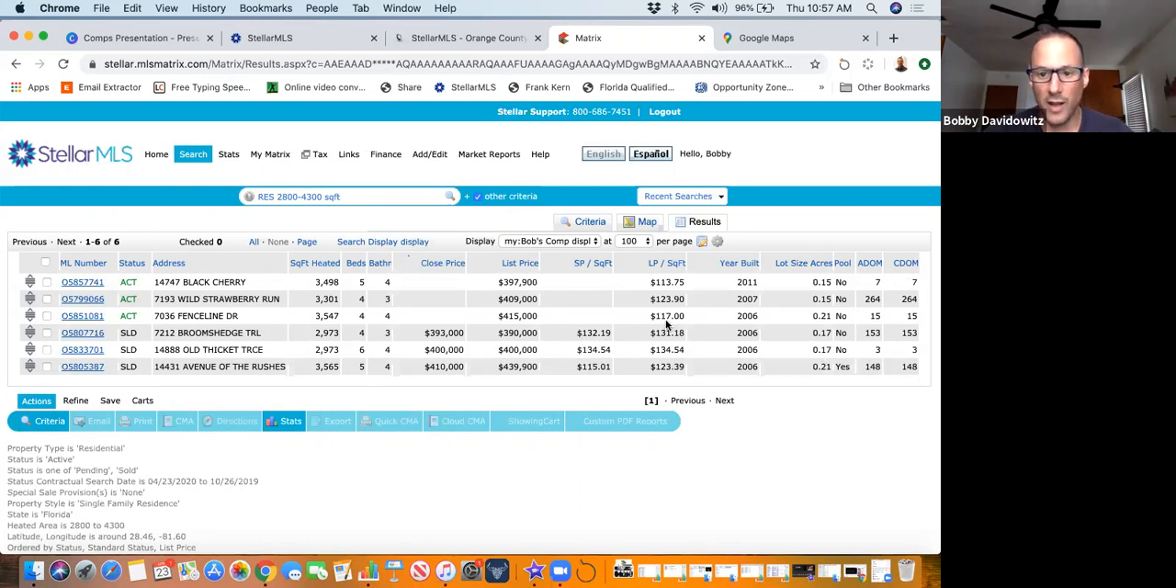Here's this property at 117. Right off the rip, I'm thinking that $117 a square foot is not a bad price for this property. This property seems to be decently priced, but we'll find out.